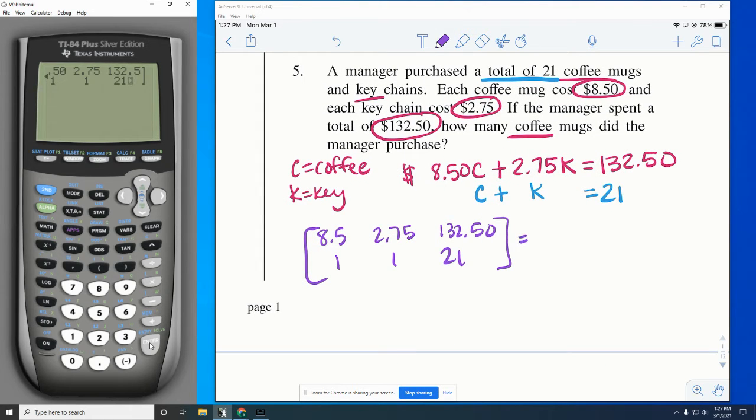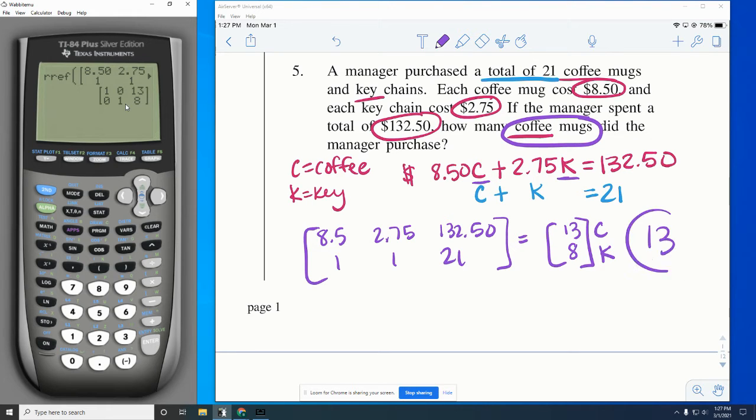Okay. From my calculator, I click enter. Remember, 1001 means it's normal, so I'm really looking at the 13 and the 8. Now, the order in which they pop out is the same order I put them in. So I put in C, then K, so it comes out C, then K. So when they want to know how many coffee mugs, my answer would be 13, not 8.